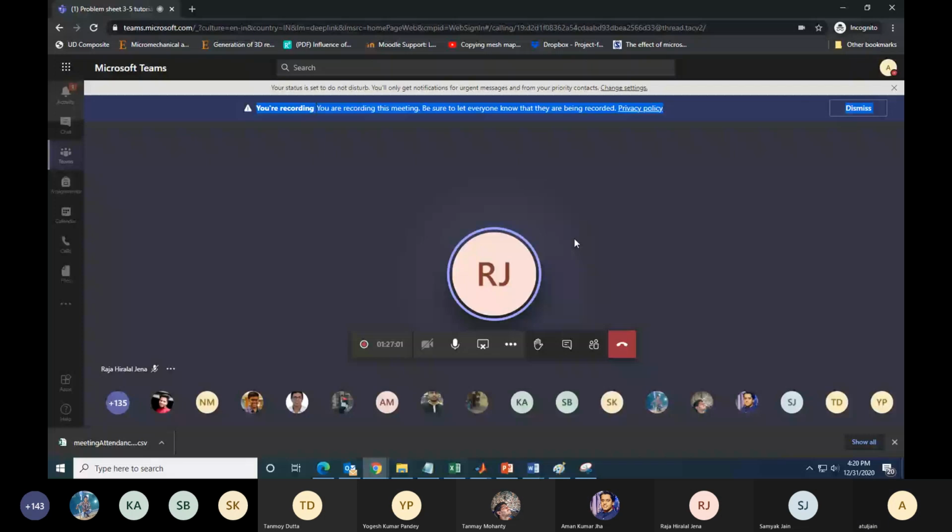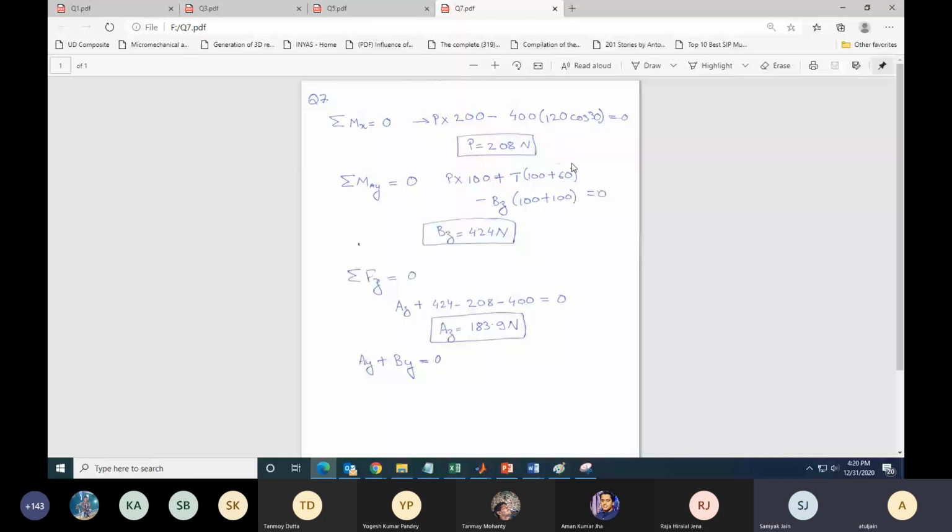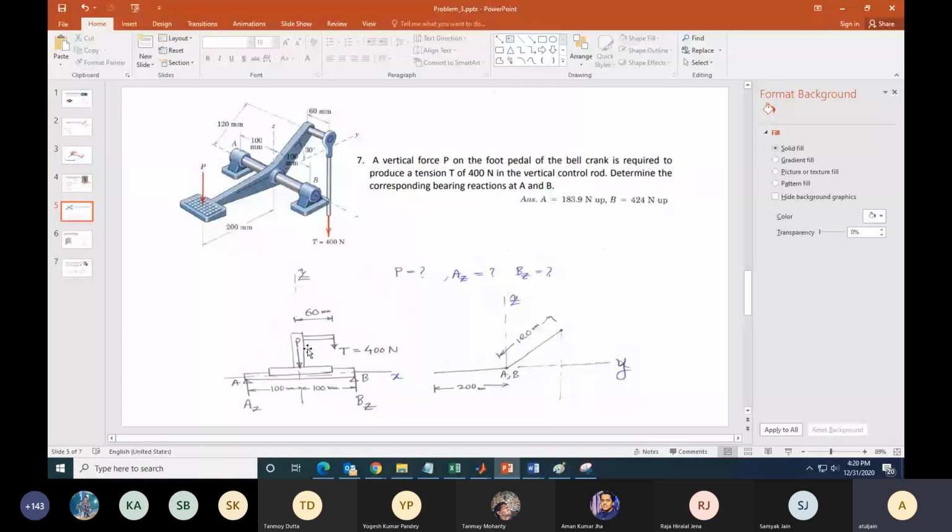So, okay, question number 7. Everybody understood this free body diagram? Yes, sir. And this solution? Yes, sir. Can we go to question 9? Yes, sir.